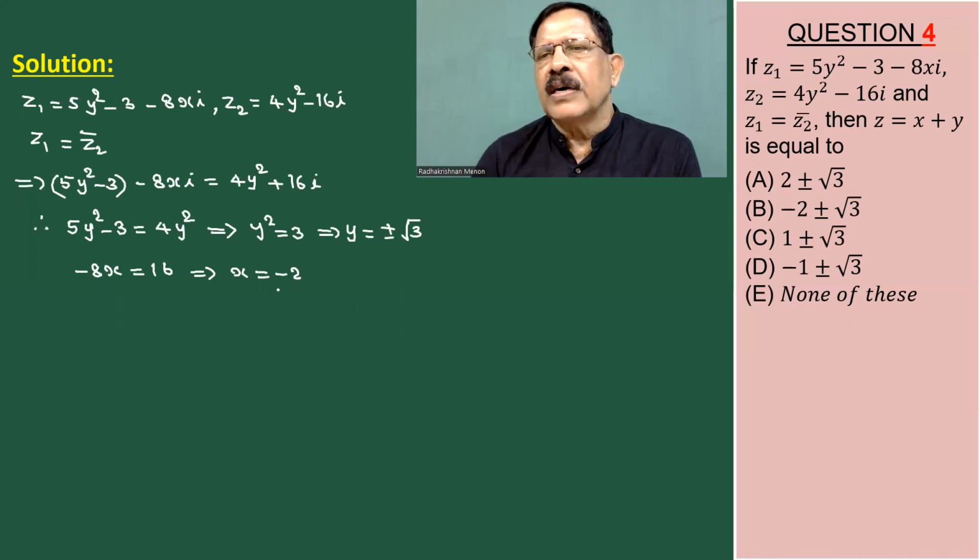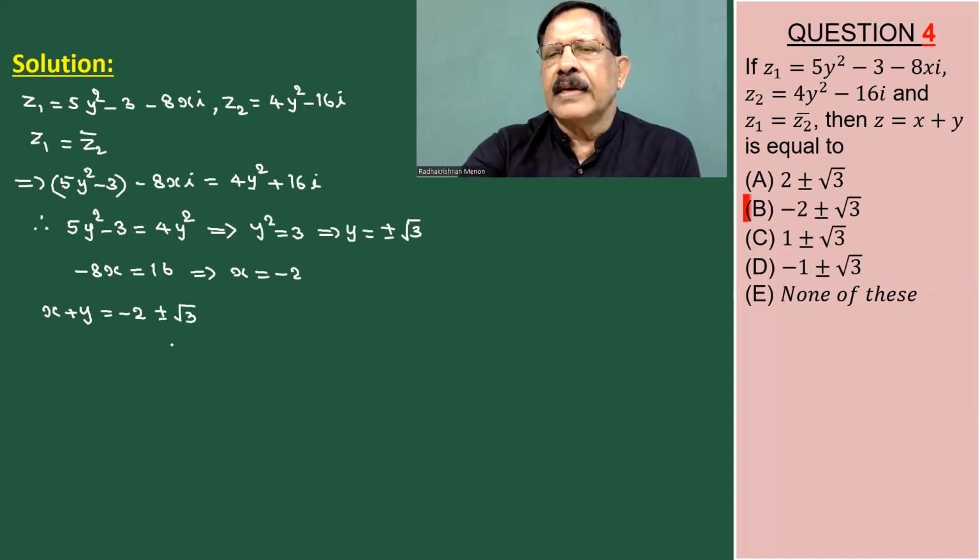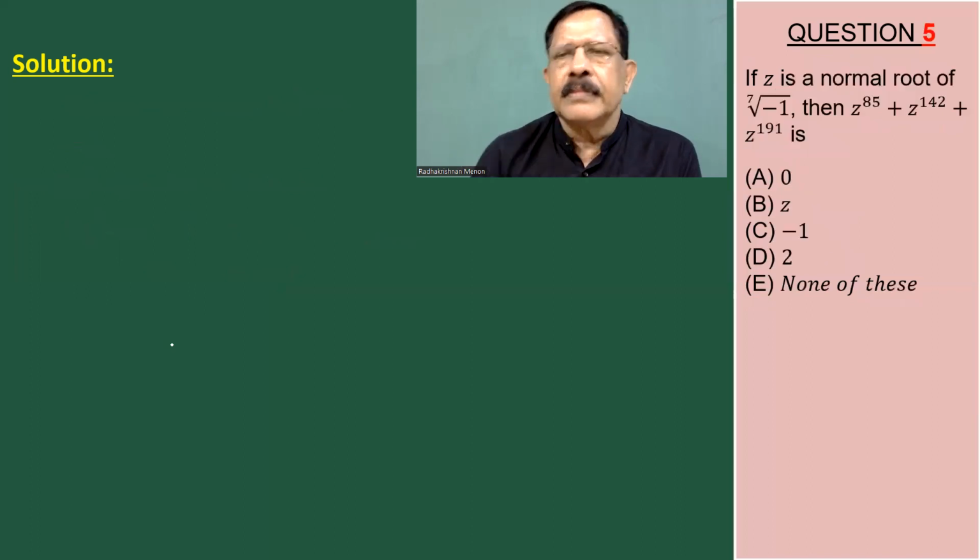So you have to find out what z is equal to, x plus y. So x plus y is equal to x is minus 2, y is plus or minus root 3. So minus 2 plus or minus root 3, that is appearing as option B. Simple. Okay. Now we are coming to question number 5.